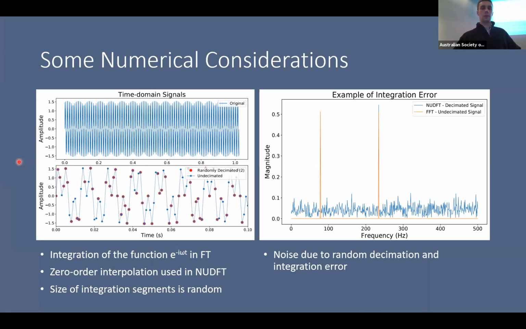Because it's random, there's no guarantee how big those gaps are. And the longer the gaps are, the more noise is introduced in the integration of that function. So that's a zero order interpolation. This shows basically just an example of the FFT on the undecimated signal in the orange and the non-uniform discrete Fourier transform on a decimated signal. So that noise is due partly to the random decimation and partly to the integration error.